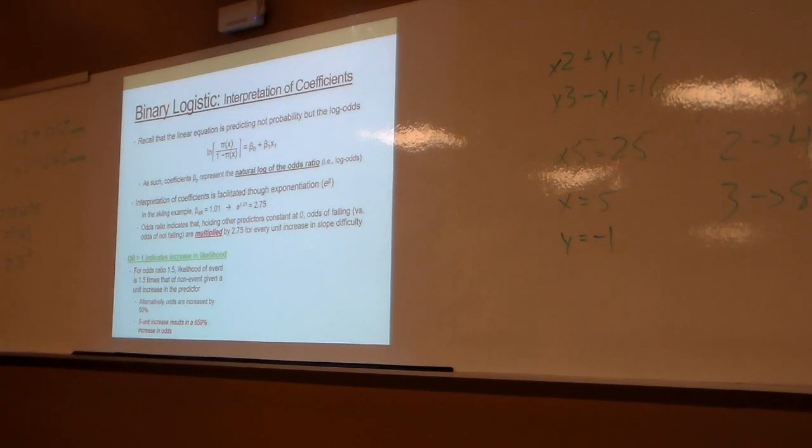Okay. So again, going back to our odds ratios, odds ratios that are greater than 1 are associated with an increased likelihood of our outcome. So if I've got an odds ratio of 1.5, I'm saying the likelihood of an event is 1.5 times that of a non-event, given a unit increase in my predictor. Okay. Alternatively, I could say odds are increased by 50%. Nick, can you tell me how did I go from an odds ratio, the likelihood of an event is 1.5 times that of a non-event given a unit increase, to say the odds are increased by 50% based on that odds ratio?